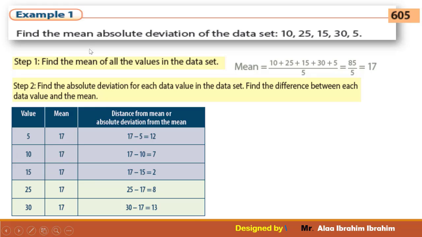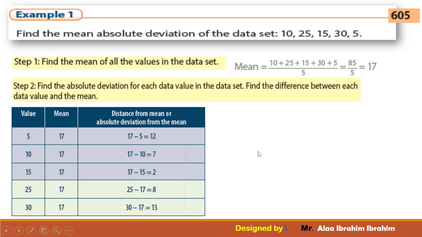Now the last step: how to find the mean absolute deviation. The mean is the sum of values over the number of these values. But I need to find the mean of the absolute values. So I take the sum of these absolute values and divide by their number. So 12 plus 7 plus 2 plus 8 plus 13. And we have 5 values, so divide by 5.